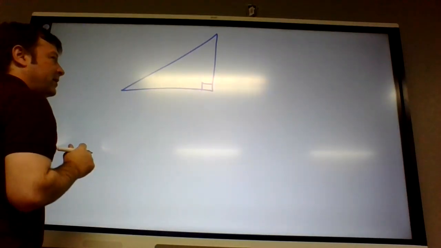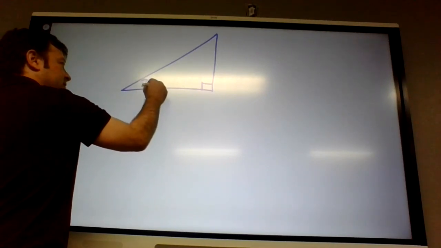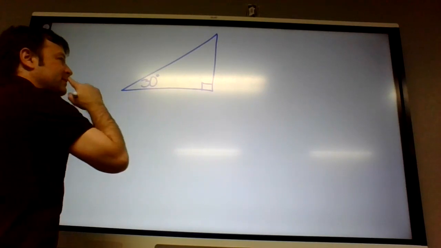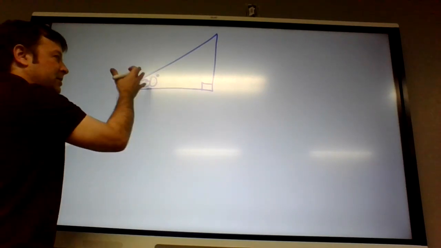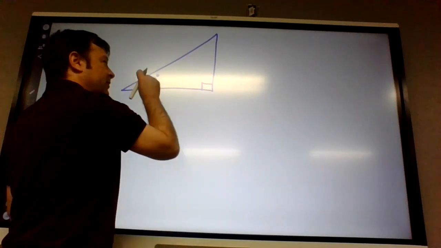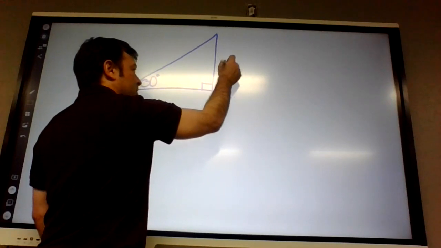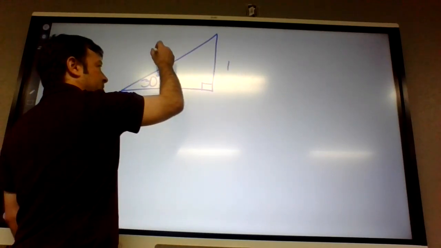And they found out, if we know what this angle right here is, this is just an example, it could be different angles, but let's say this was a 30-degree angle. They found out, well, if this is a 30-degree angle and this side is 1, then this side is a 2.